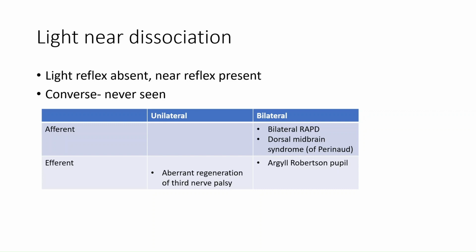Along the efferent pathway, lesions that can cause light near dissociation are the Argyll-Robertson pupil. I will explain the features of this in the next slide. And then there is aberrant regeneration of the third nerve palsy.